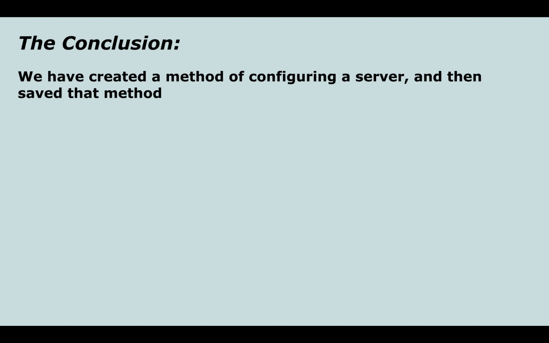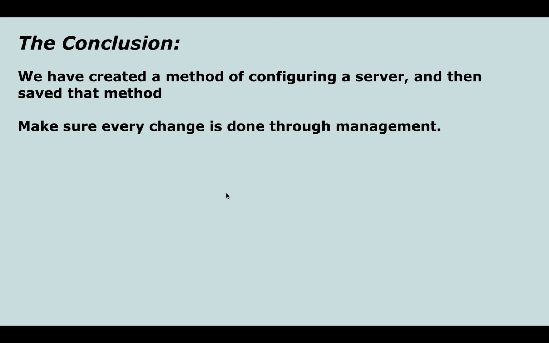Okay, so what have we done? We created a method for configuring a server, and then we saved that method. So the trick that makes this work is every time that you make a change, you do it through your management and you save it. That way you're sure what you're doing and you don't have anything happening out of band, and you're certain about what you're doing. The other thing is to make sure that your changes are idempotent.